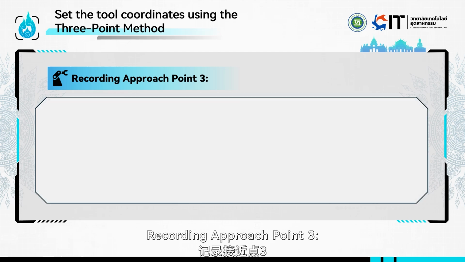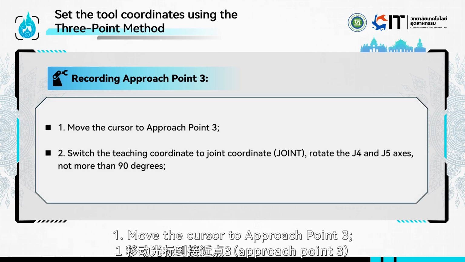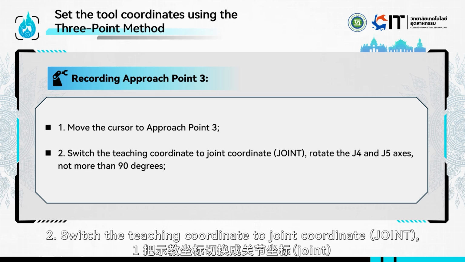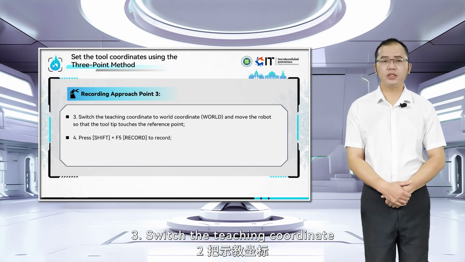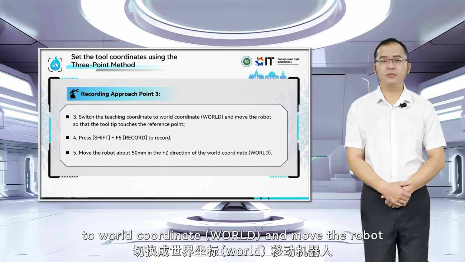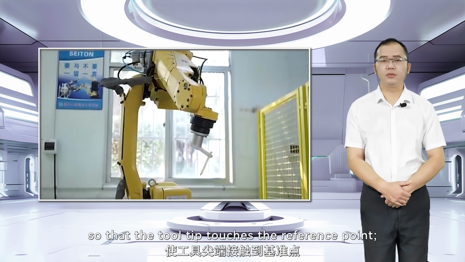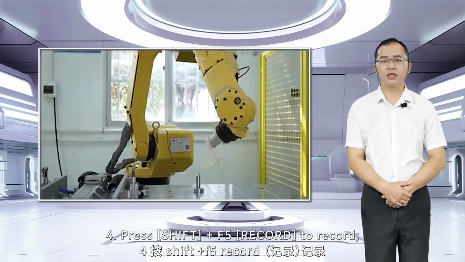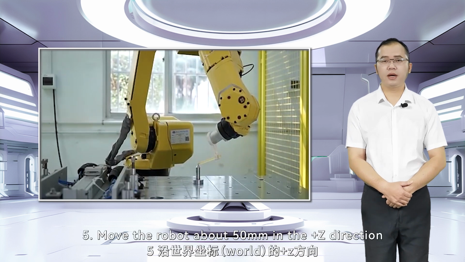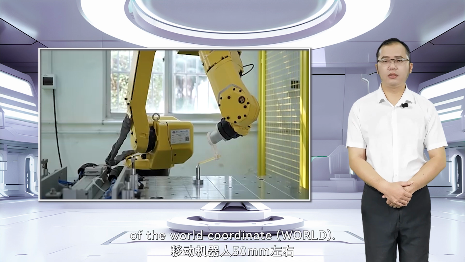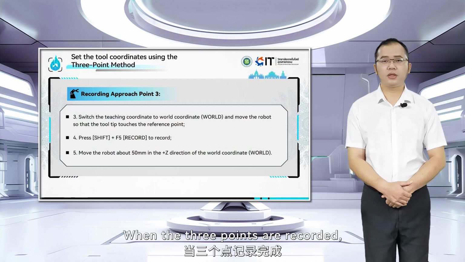Recording approach point 3. 1. Move the cursor to approach point 3. 2. Switch the teaching coordinate to joint coordinate, joint. Rotate the J4 and J5 axes, not more than 90 degrees. 3. Switch the teaching coordinate to world coordinate, world, and move the robot so that the tool tip touches the reference point. 4. Press Shift plus F5, record, to record. 5. Move the robot about 50 millimeters in the plus Z direction of the world coordinate, world. When the 3 points are recorded, a new tool coordinate system is automatically calculated.